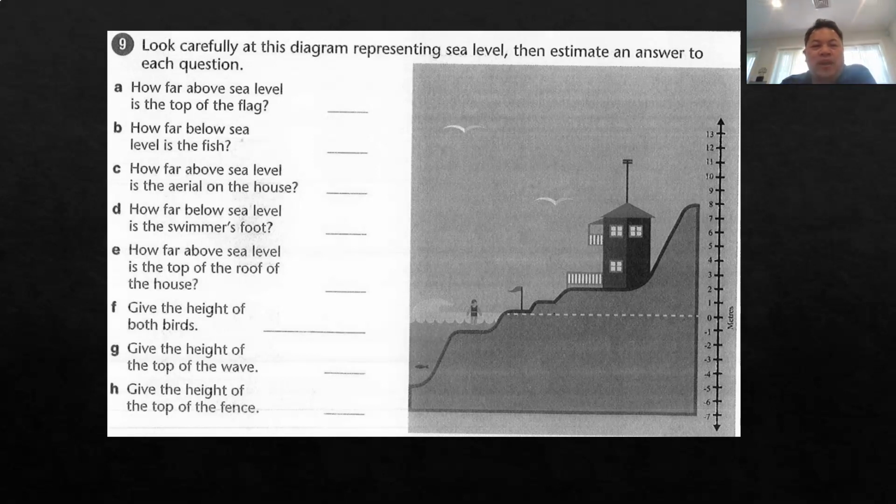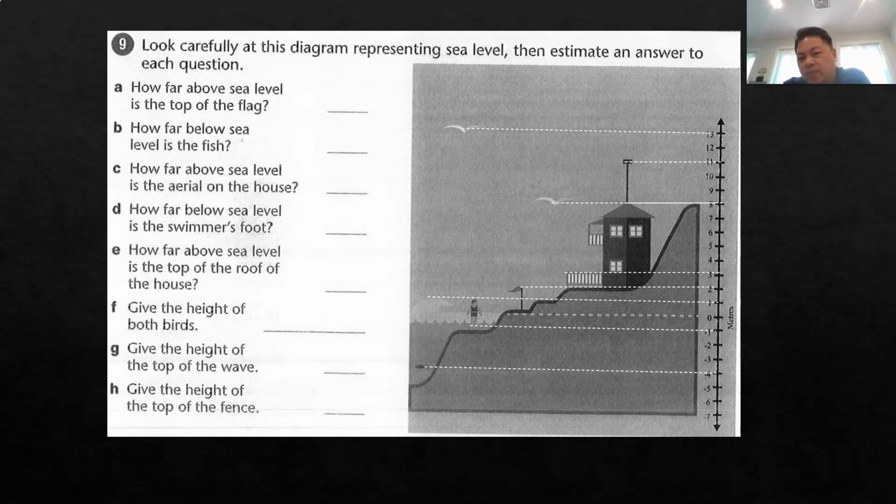Next part, you're supposed to locate the various points. I've actually identified them for you. The top of the flag is here. The sea level where the fish is, where the area is, where the foot of the swimmer is, the roof of the house, then the location of the two seagulls, the height of the top of the wave, that's where it is, and also the height of the top of the fence. I actually thought this is the correct place. Not sure whether you agree with it. So I think that is the top of the wave, the fence should I say.